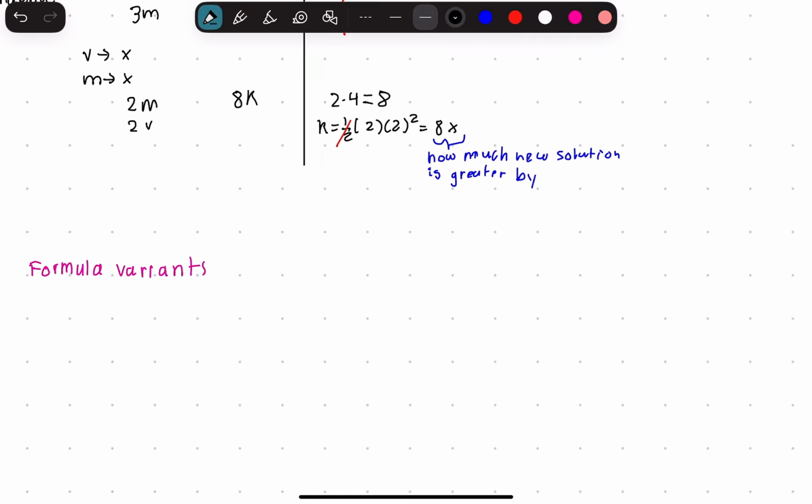So let's talk about the different formula variants. For number 1, we have kinetic energy in terms of momentum, p.